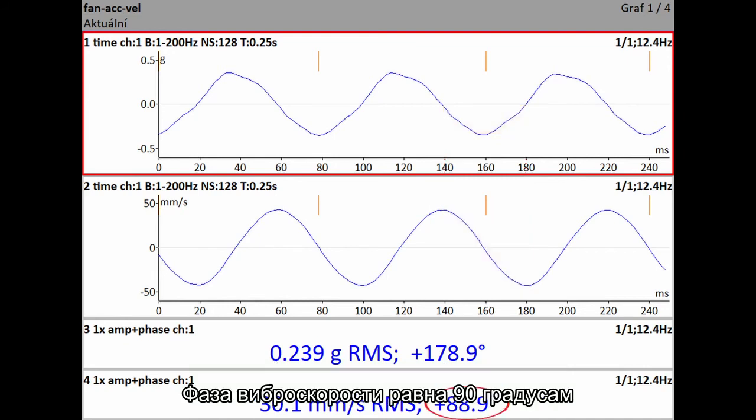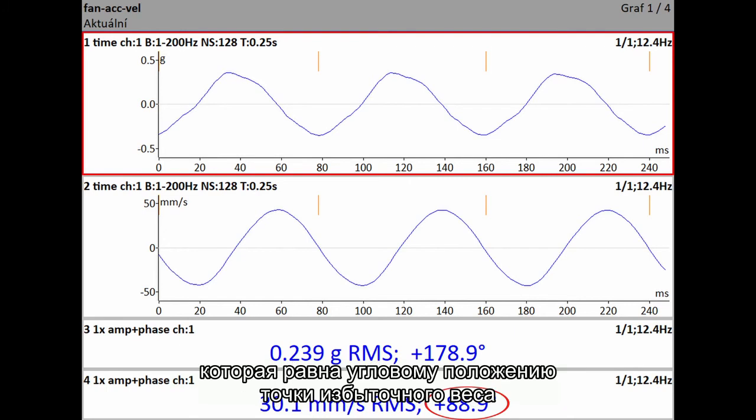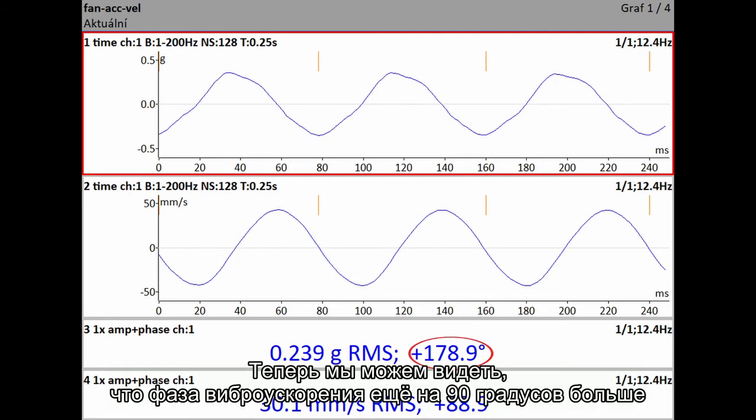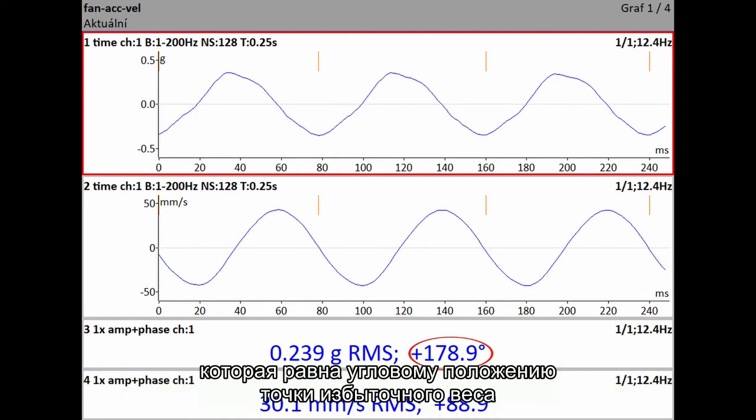The velocity phase is 90 degrees. We know that we must subtract the 90 degrees from the velocity phase to get the displacement phase, which is the angle of heavy spot position. Now we can see that the next 90 degrees is added in the acceleration phase. So we must subtract 180 degrees to get the displacement phase, which is the angle of heavy spot position.